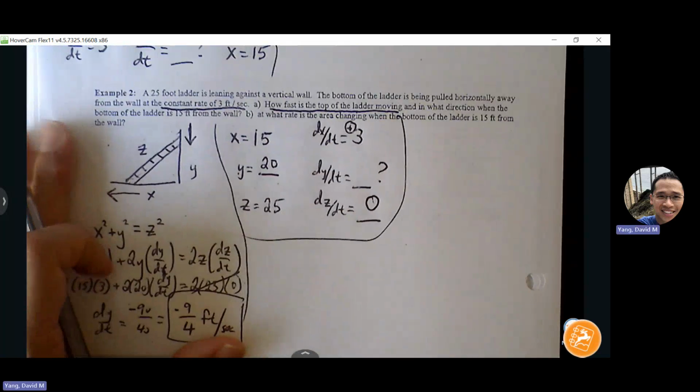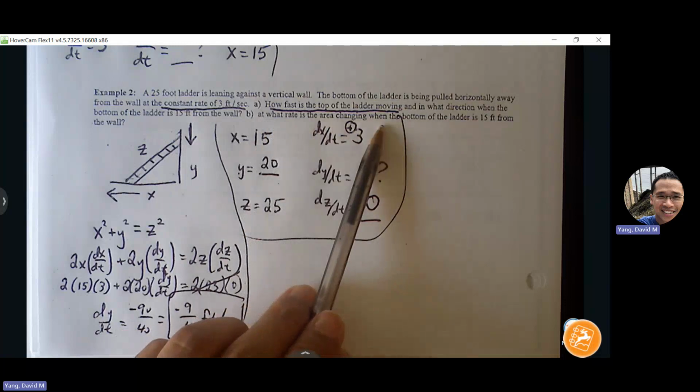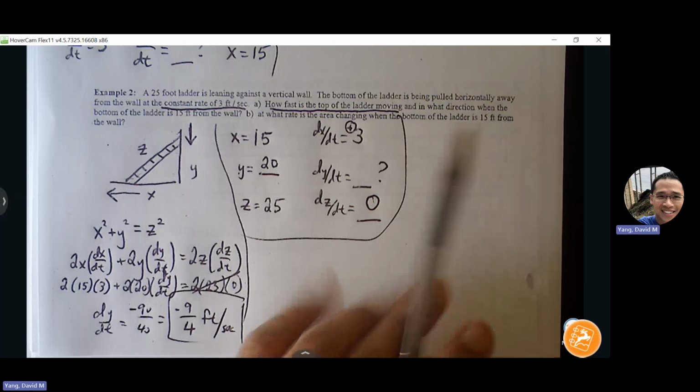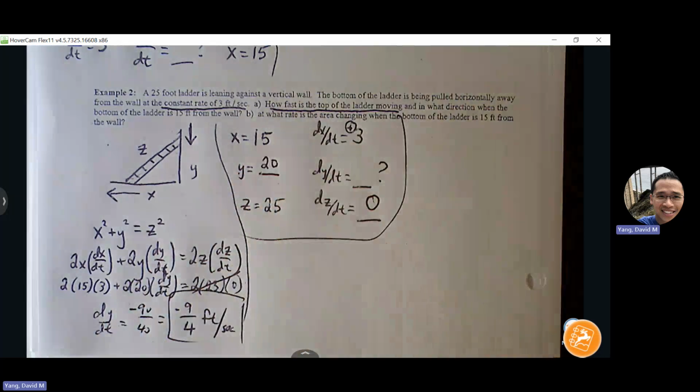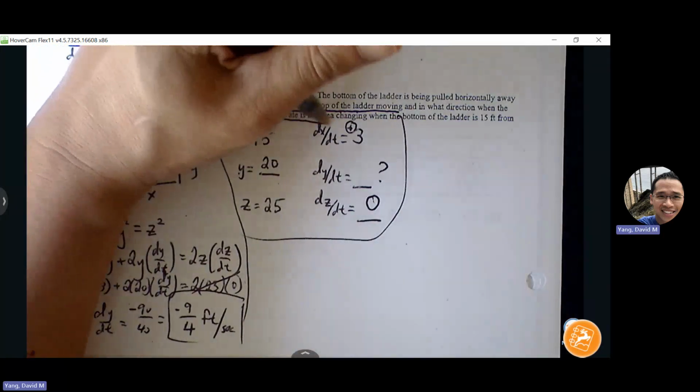Okay, hopefully we've saved some room. We need to do part B as well. Part B says, at what rate is the area changing when the bottom ladder is 15 feet from the wall? So the good thing is that we're going to be able to reuse all this information because it's talking about the exact same moment in time. But we're asking, at what rate is the area changing?